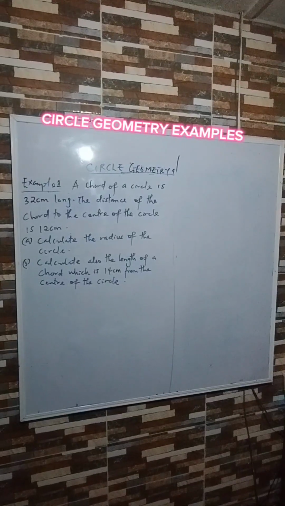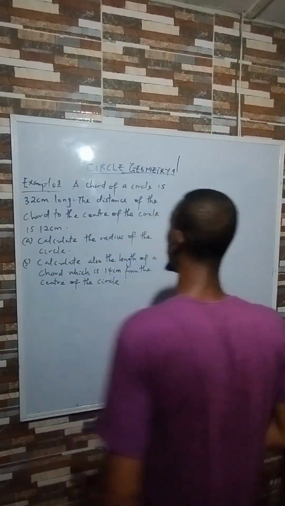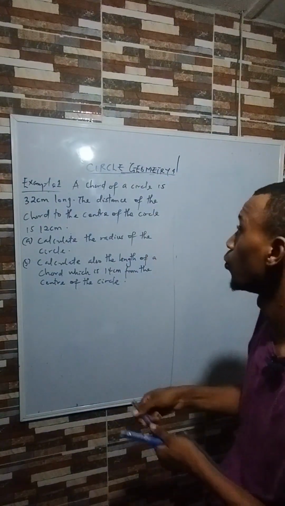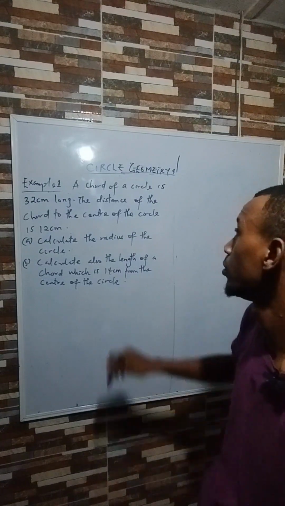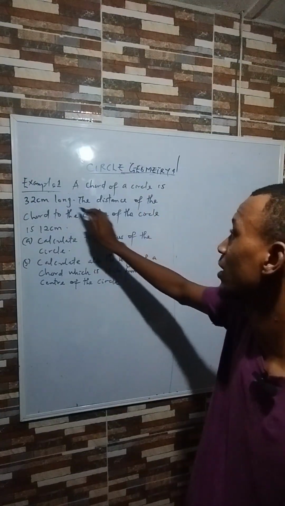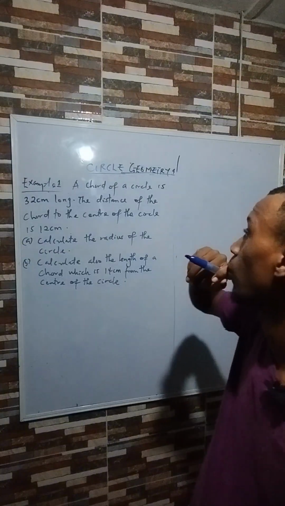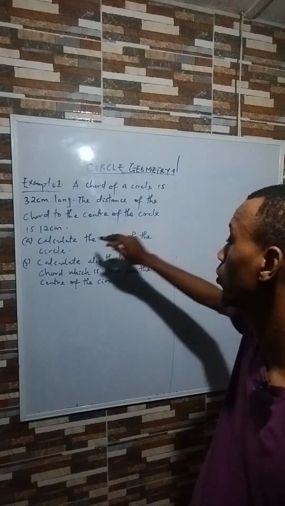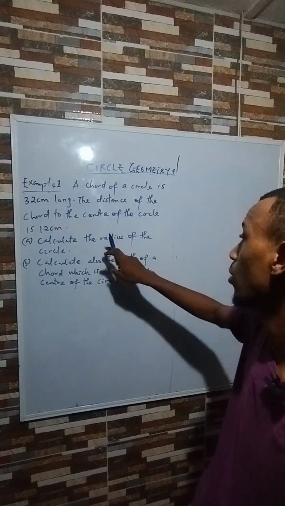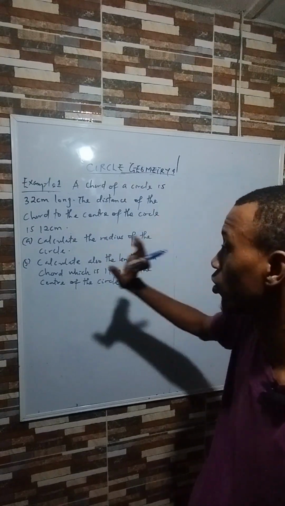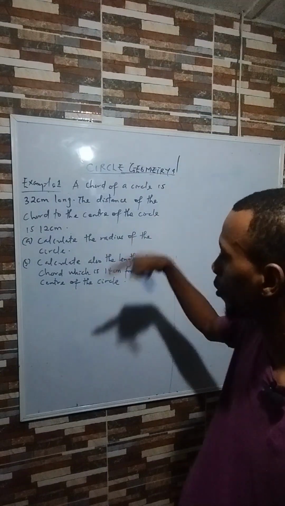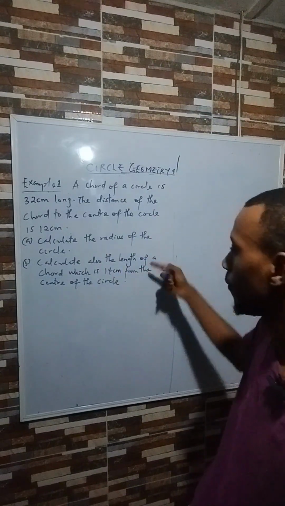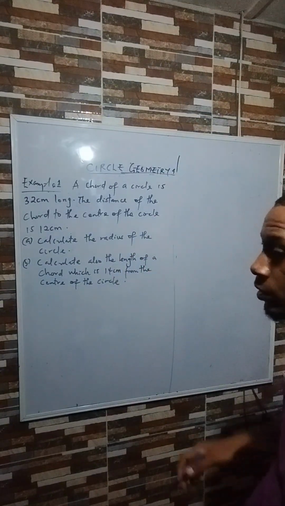Alright, so let's read this question. The question states that a chord of a circle is 32 centimeters long. The distance of the chord to the center of the circle is 12 centimeters. You have to calculate the radius of the circle. That's question number 1. And you are also supposed to calculate the length of the chord which is 14 centimeters from the center of the circle.